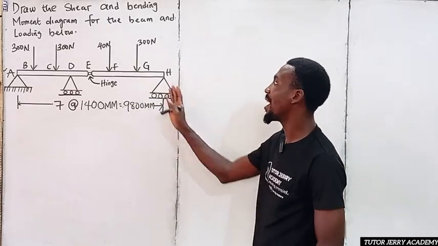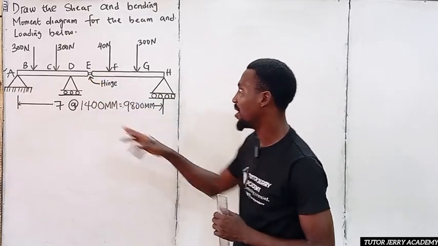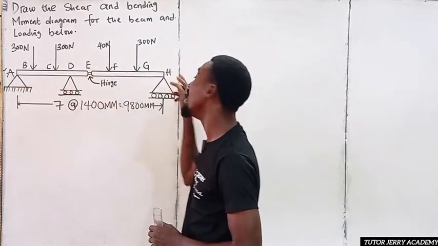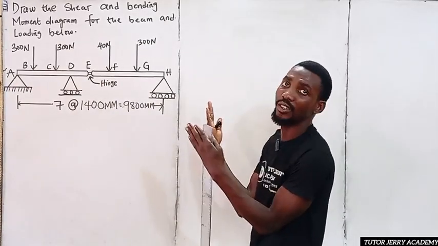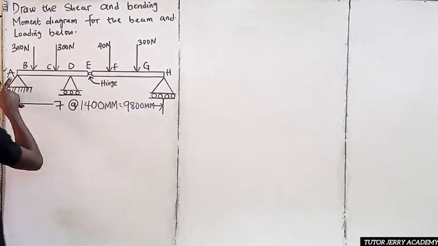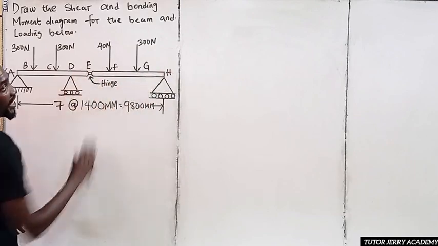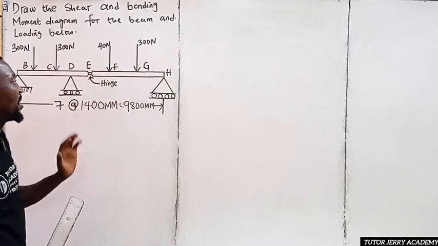All right, if you look at this beam, we have a hinge between AE and EH, right? So we are going to break this into two parts. Do you understand? We are going to break this from here. That is AE and EH. So it means we are going to be redrawing this diagram here.